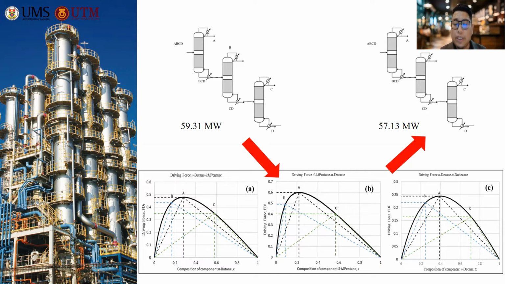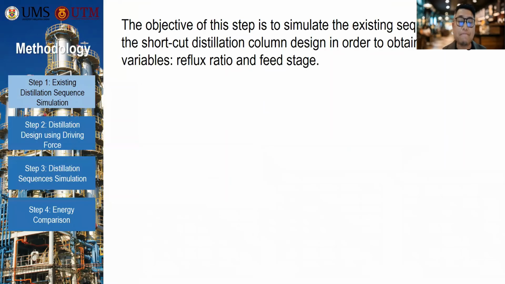Once we design it, we do the simulation again, and we found that the existing sequence with the new design of the distillation columns has 57.13 megawatt energy requirement, which is about 4% energy saving. So this is the detailed methodology, step by step. We have four steps here.